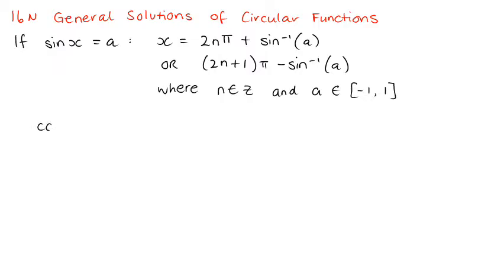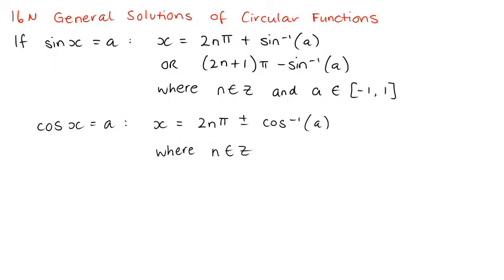Next one is cosine x equals a. Then we get the general solution x equals 2n pi plus or minus inverse cosine of a. So it's two solutions. There's a positive solution and a negative solution, the plus and minus, where once again n is a positive whole number and a is between -1 and 1.